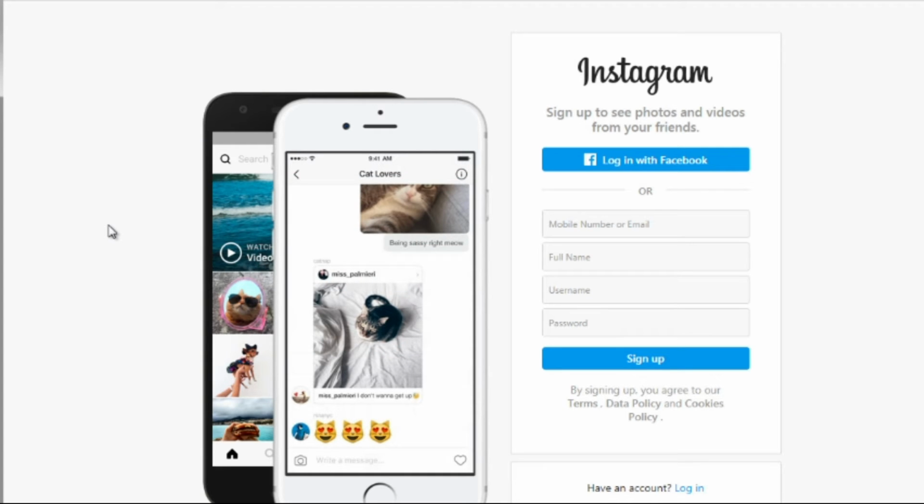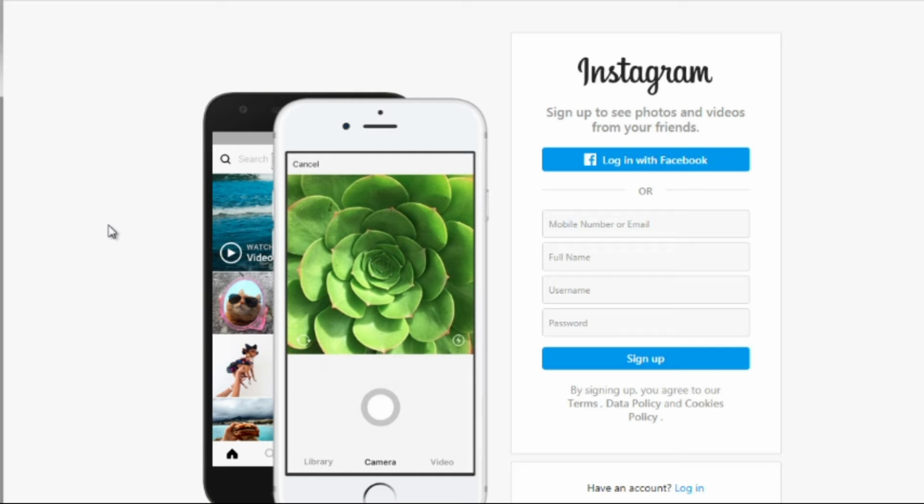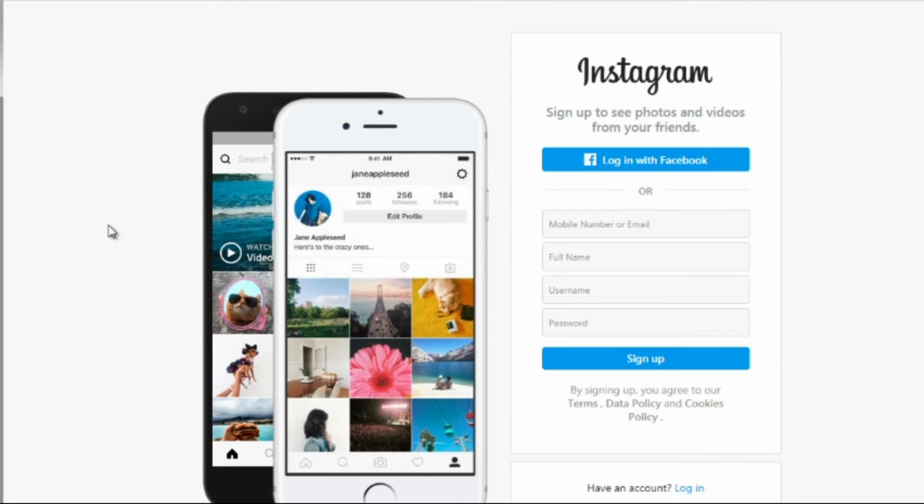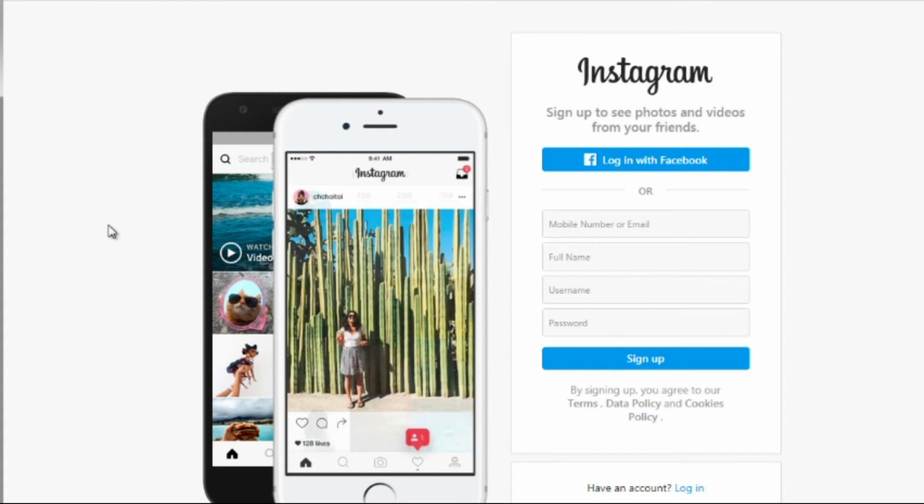So whereas YouTube is more of a how-to platform, Instagram is more of one-on-one relationship building. Whereas on Facebook, they can get to know each other within your community, that's what Facebook would be used for.